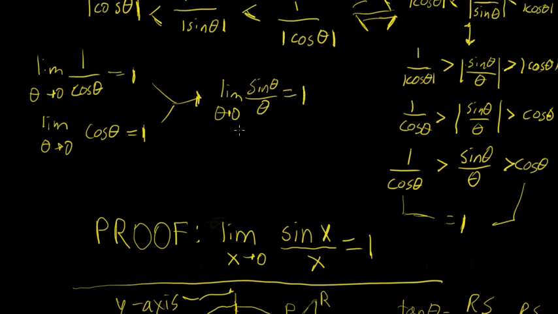And this is the same thing as the limit as x approaches 0 of sine of x over x, and x has just been exchanged for theta. So we have finally proven that this limit is 1.